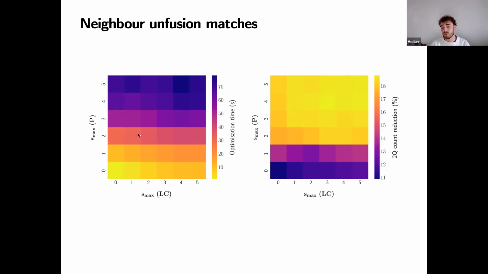Depending on what your use case is, you essentially need to find a compromise for how efficient you want your algorithm to be. For example, allowing two neighbours to be unfused significantly improves performance compared to just allowing one previously, and allowing more slightly improves the algorithm, but massively increases the optimization time as you're checking many more subsets of neighbours.